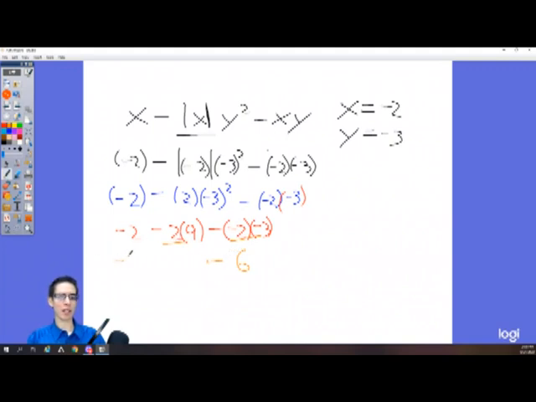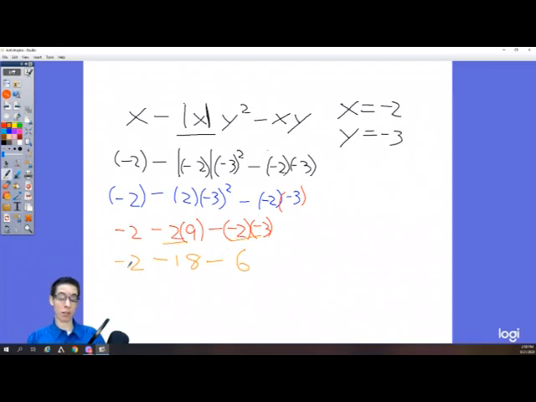Alright, so we've got negative 2 minus 18. 2 times 9 is going to be 18. And we keep the minus sign because it was already there in the first place. Negative 2 times negative 3 is going to give me a positive 6, but again, we keep that minus sign. It was already there, we keep it.